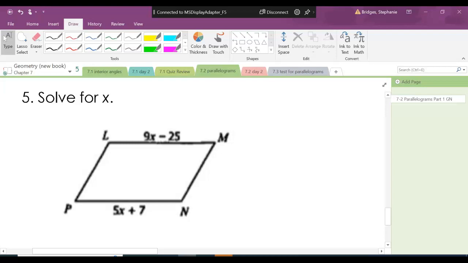LM is 9x minus 25. And is 5x plus 7. I want you to solve for x. Is that what your x is?